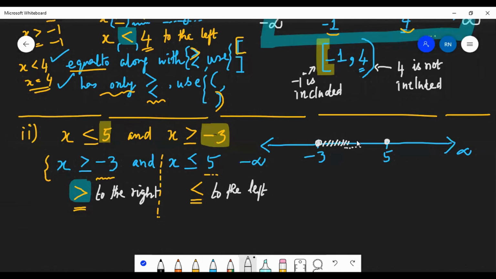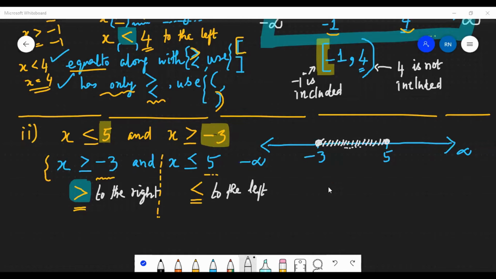So I don't cross over beyond 5. I stay to the left only. Start from 5 is covered, it's included, but stop there exactly. So now I am able to give the interval notation. I'm ready to write the interval notation.